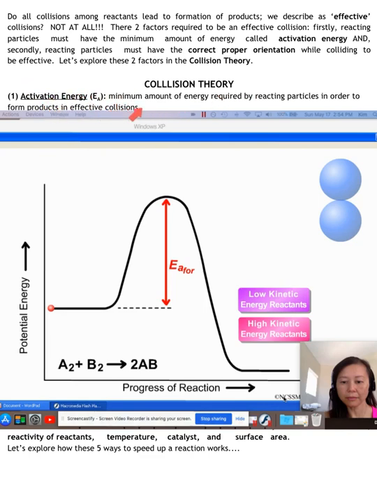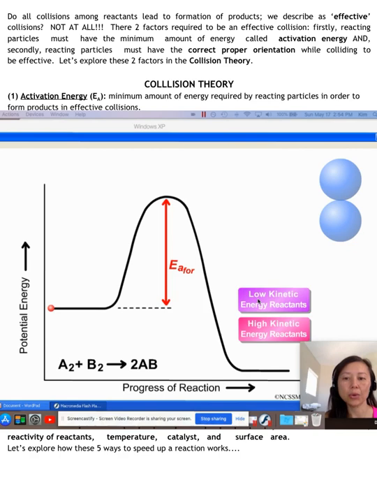So we're going to watch a little video that I put together about activation energy. So here's an energy diagram. It's our potential energy diagram. And we're going to be looking at two reactants, A2, a diatomic molecule, and B2, another diatomic molecule, and they're reacting to form 2AB. Now we're testing to see if all collisions lead to the formation of products. So we're going to test it out with low kinetic energy to start, and then we're going to test another scenario where they have high kinetic energy.